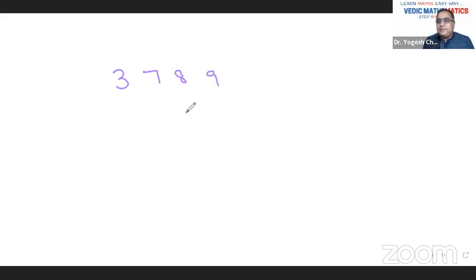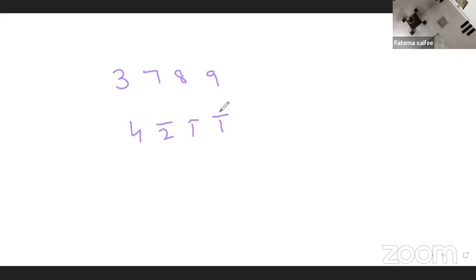Yes, solve this. 4, 2bar, 1bar, 1bar. 4, 2bar, 1bar, 1bar. 4, 2bar, 1bar, 1bar. Now is it clear? Yes, sir. Any doubts now you have in this?